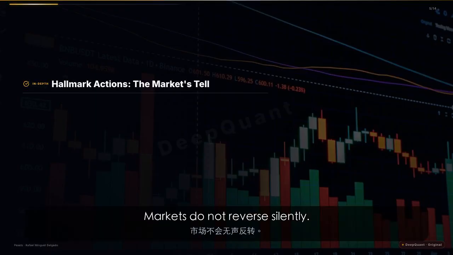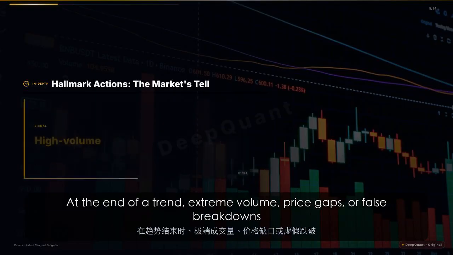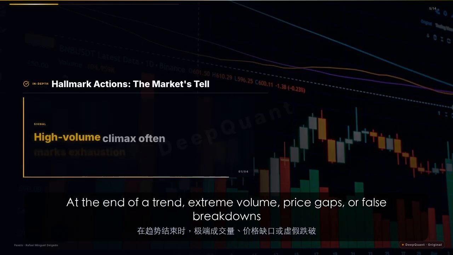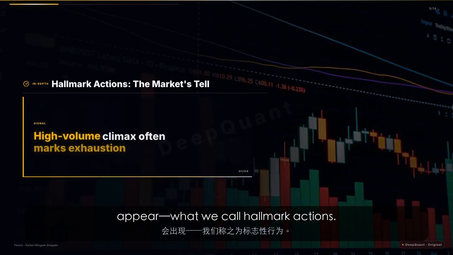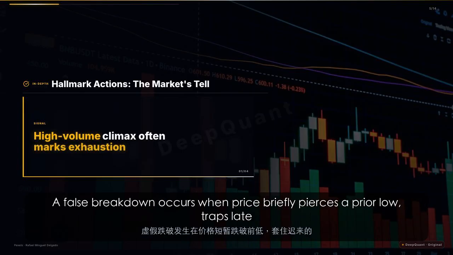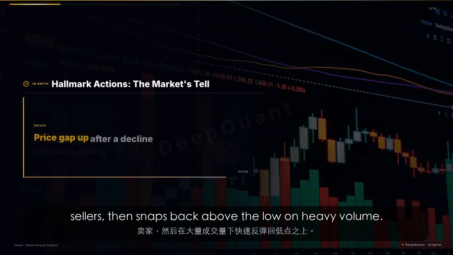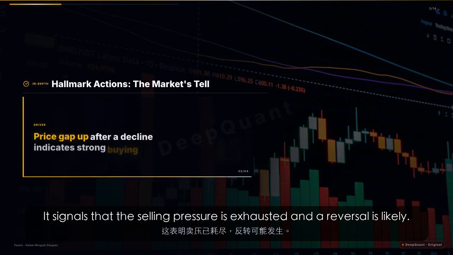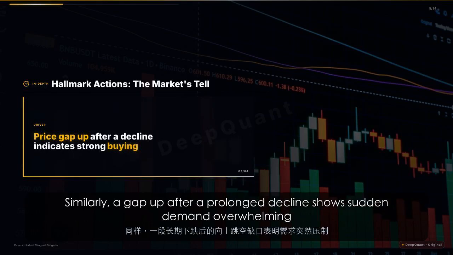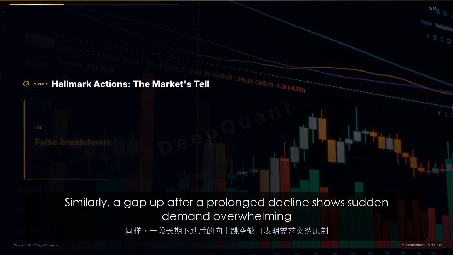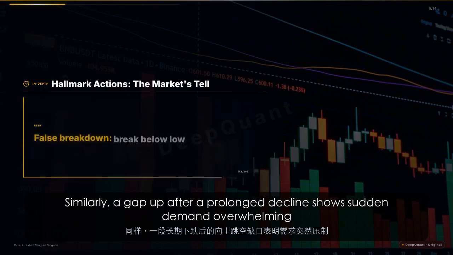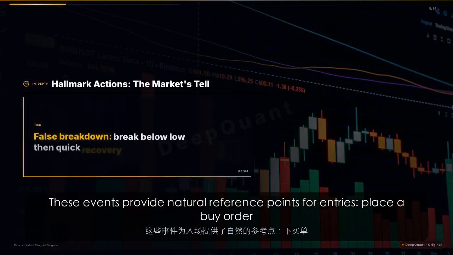Markets do not reverse silently. At the end of a trend, extreme volume, price gaps, or false breakdowns appear, what we call hallmark actions. A false breakdown occurs when price briefly pierces a prior low, traps late sellers, then snaps back above the low on heavy volume. It signals that the selling pressure is exhausted and a reversal is likely. Similarly, a gap up after a prolonged decline shows sudden demand overwhelming supply.